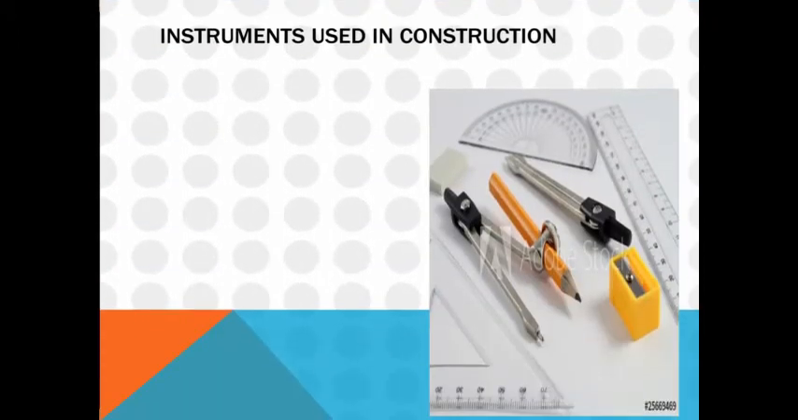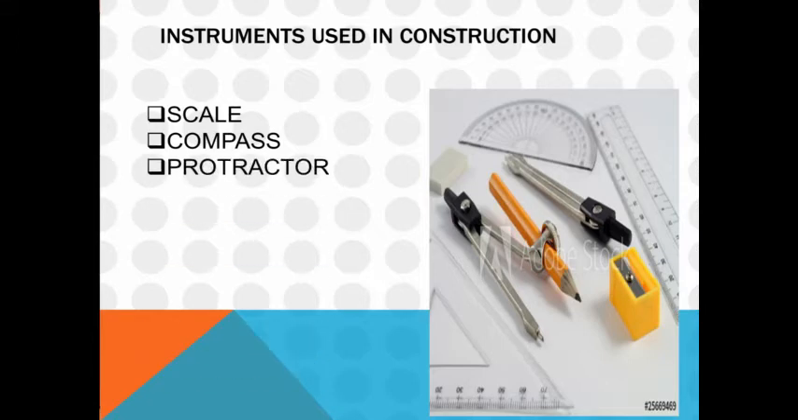So the instruments used in construction are: scale, which is used to draw any line segment or line; compass, which is used to draw circles or to draw angles which are in the table of 15; protractor, which is used to draw an angle of any measure.